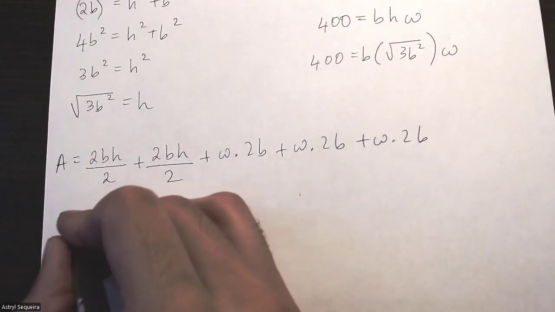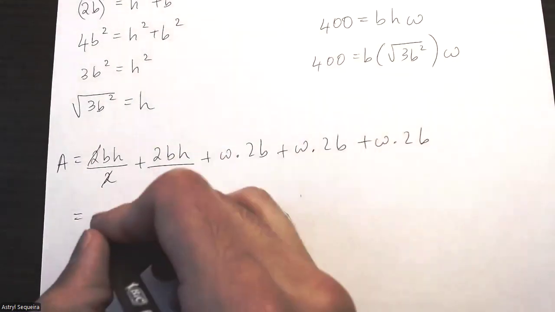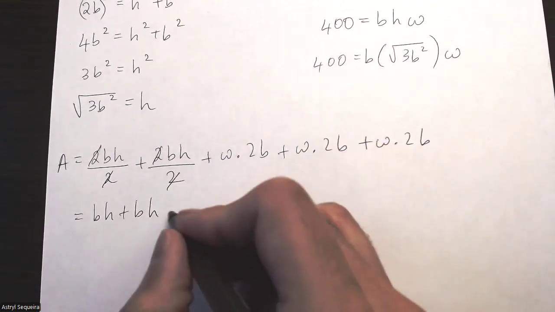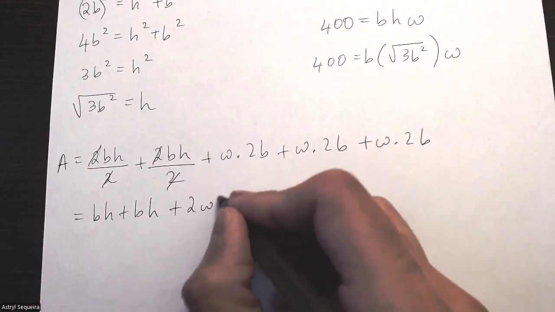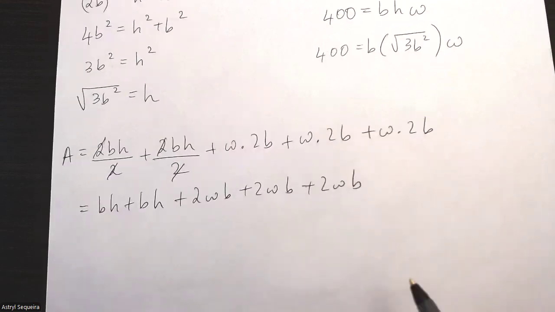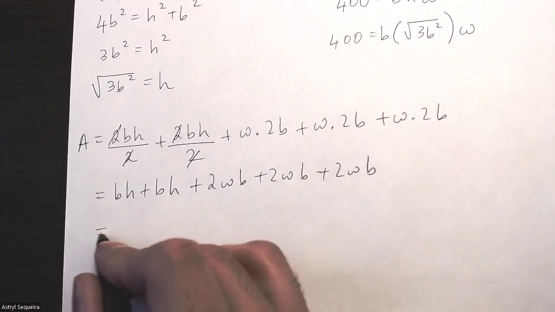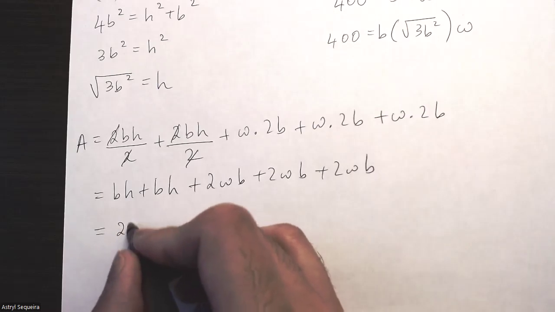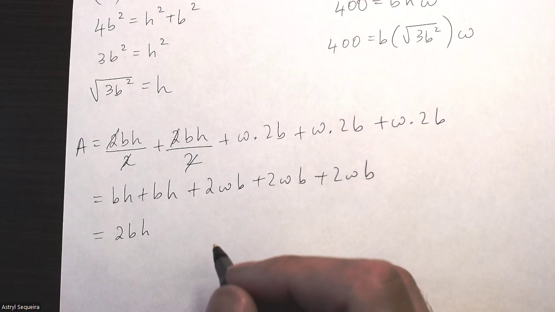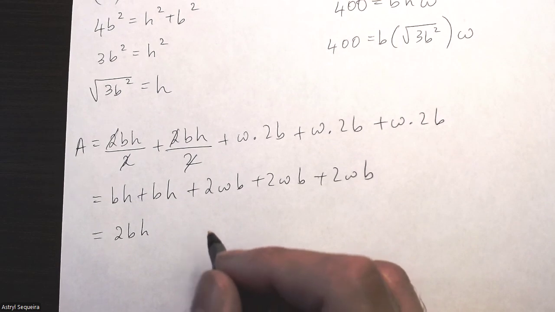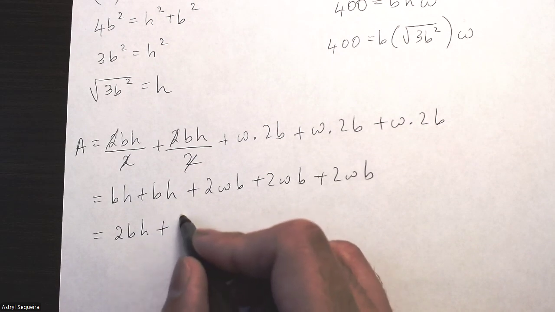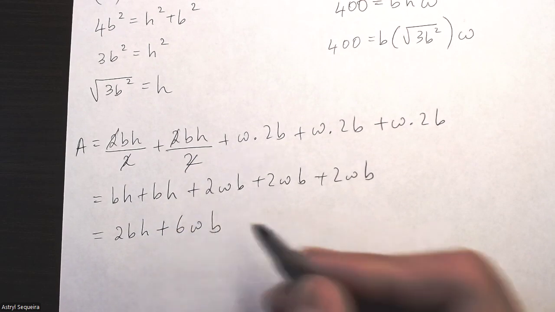So let's just simplify this a bit. These twos cancel, so that's just bh. These twos cancel, it's also bh. Then this is just 2wb plus 2wb plus 2wb. Then I can combine like terms over here. That's just 2bh plus 6wb.